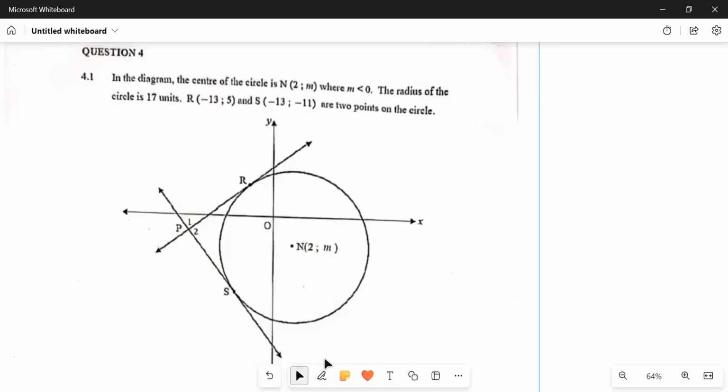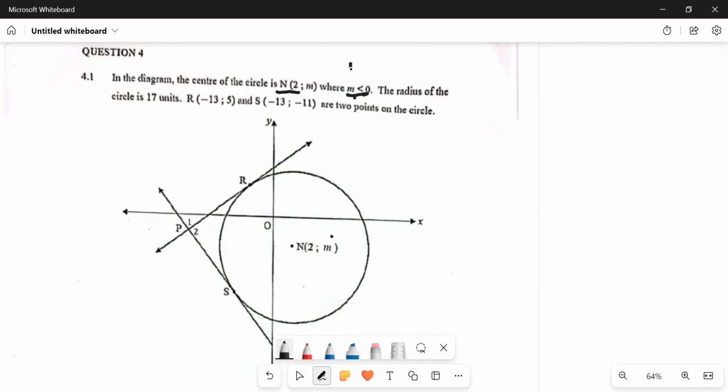Here, if you look at this one, again, they are saying, let's go through the statement. We go through the statement. In the diagram, we have a center of a circle N. What is the center of the circle? It's N, but it has what? It has 2 and what? N and M, where M is less than 0. What do we mean when we say M is less than 0? We mean M is negative. Okay, M is negative.